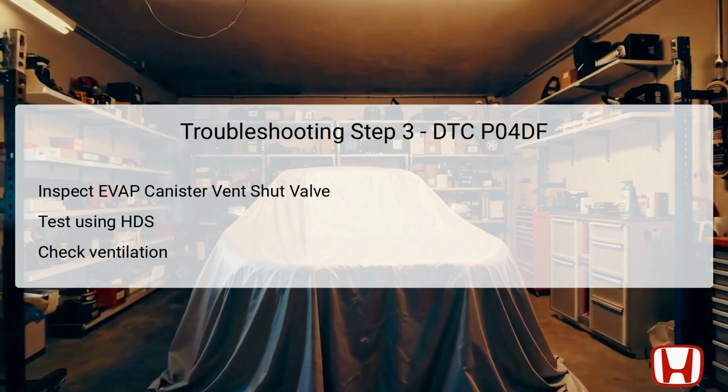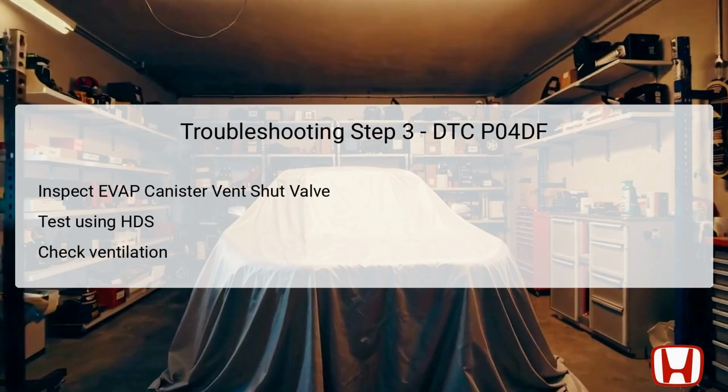After assessing the evap canister purge valve and verifying its operational integrity, the next phase involves inspecting the evap canister vent shut valve. This step is crucial, since a malfunctioning vent shut valve could also lead to abnormal pressure readings in the evap system. Again, leveraging the HDS, tests should be performed to check this valve's functionality.